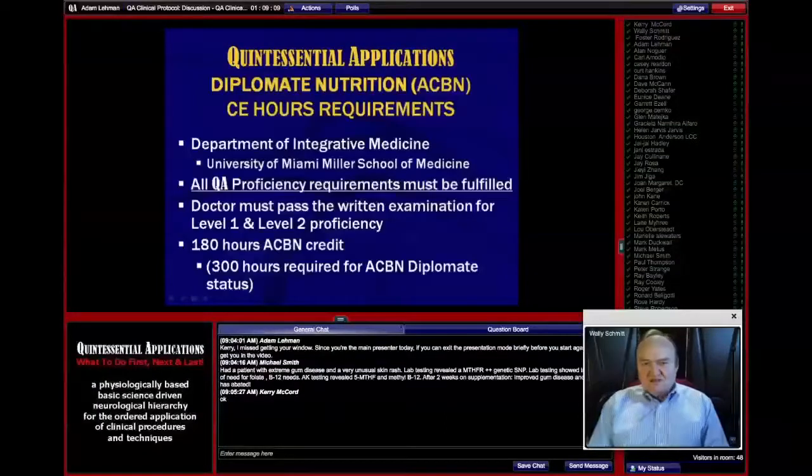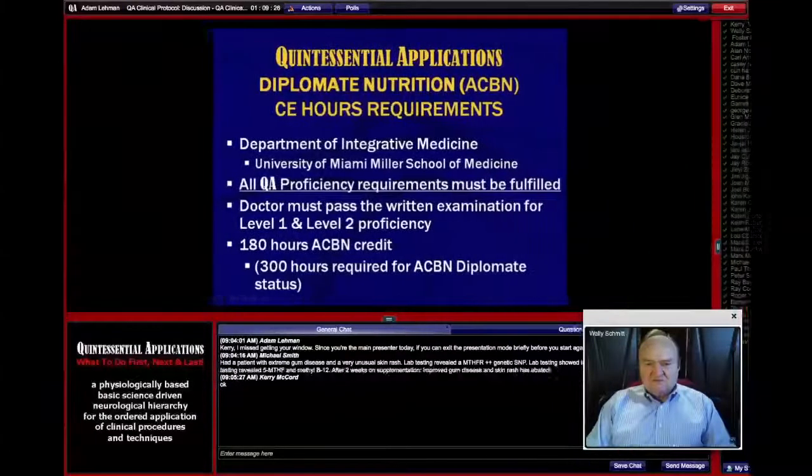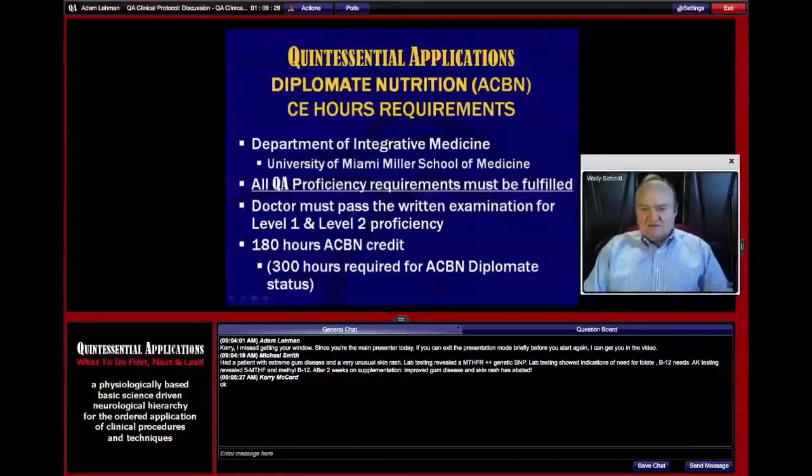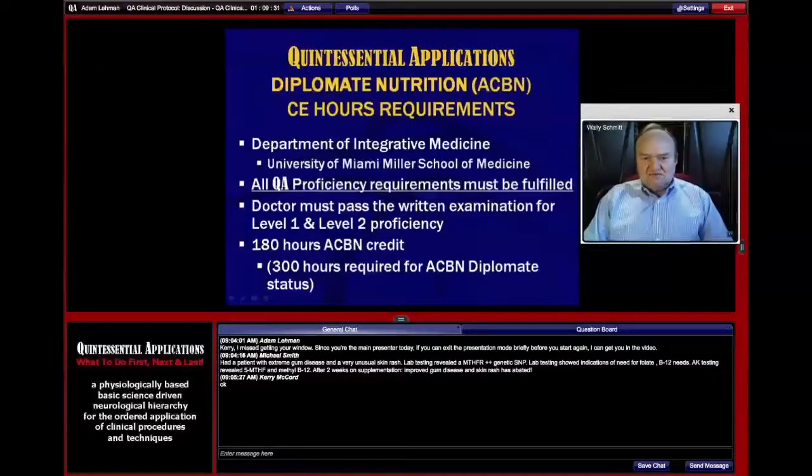So the Quintessential Applications course is available for Diplomate Nutrition ACBN credits. The CE hour requirements are approved through the Department of Integrative Medicine of the University of Miami Miller School of Medicine. To get these hours, all QA proficiency requirements must be fulfilled, and the doctor must pass the written examination for Level 1 and Level 2 proficiency, which is now available in the very immediate future online. We'll now be giving the QA Level 1 and Level 2 proficiency tests online.